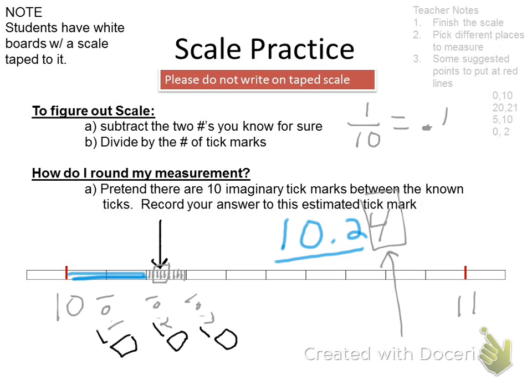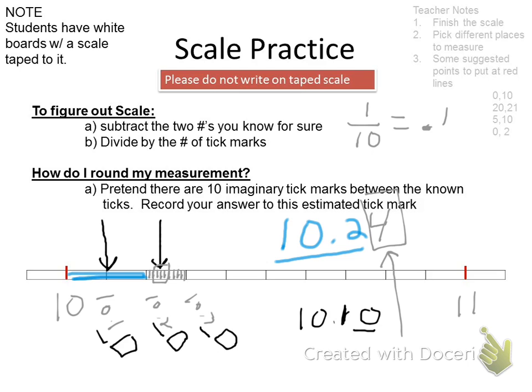Now, what happens if we land, for example, right on the tick mark? So let's say I measure something and it lands right here. The correct way to read that would be 10.1, but we're supposed to estimate the hundredth spot. Since it's exactly on the tick mark, we would add a 0 here, showing that we estimated that spot, so 10.10.